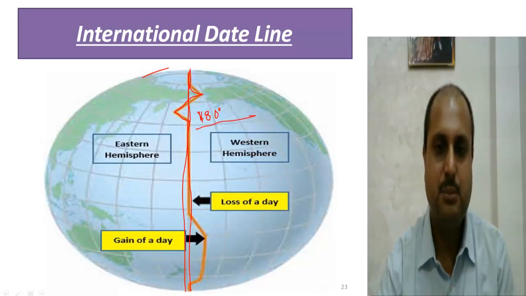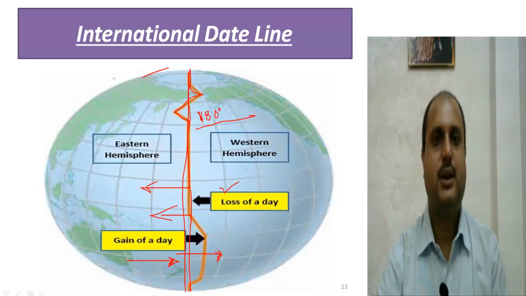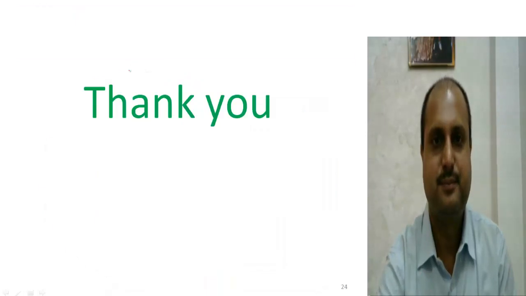If anybody is crossing towards the west, there would be a loss of 1 day. If you are going towards the west, 1 day would be lost. Again, if you are crossing the international dateline from west to east, after crossing you will gain 1 day. I hope it is clear for everyone.